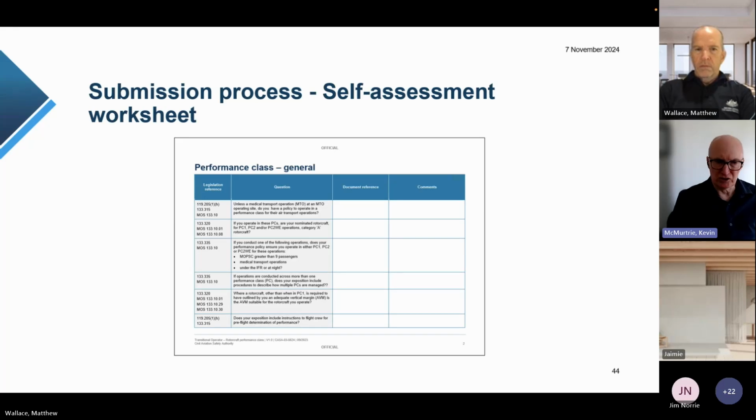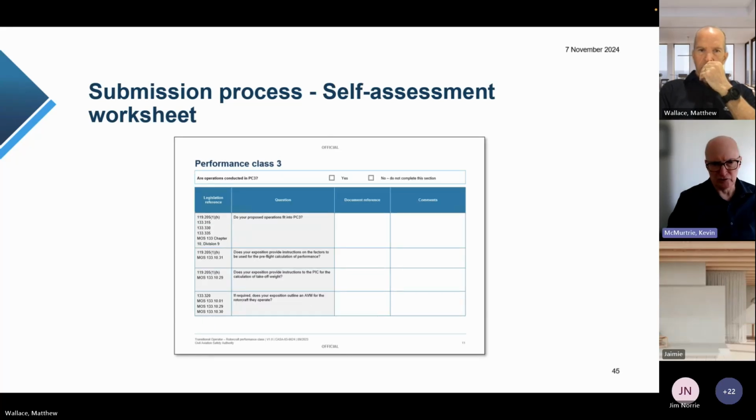It's important to make sure that you complete all sections that are relevant to you, because what will happen is that we'll contact you and request more information that's missing to ensure that you can successfully transition to the performance class provisions. Next slide, thanks.